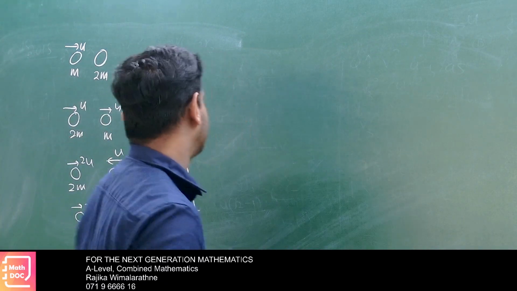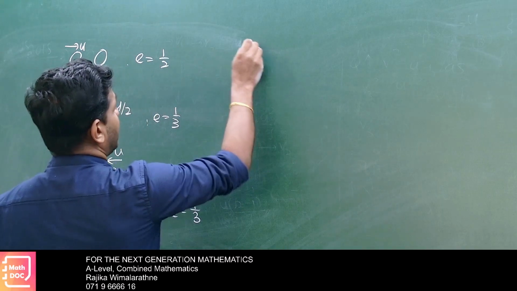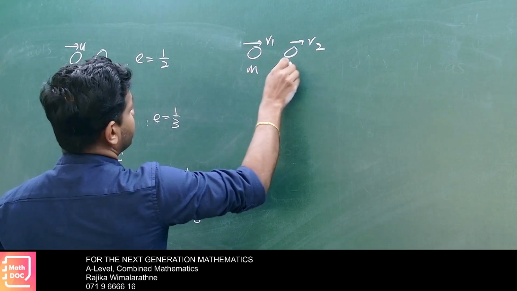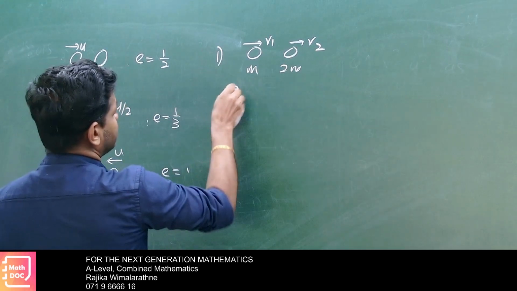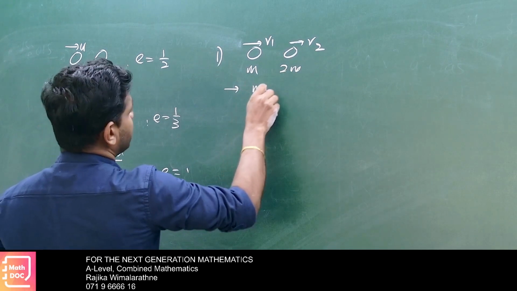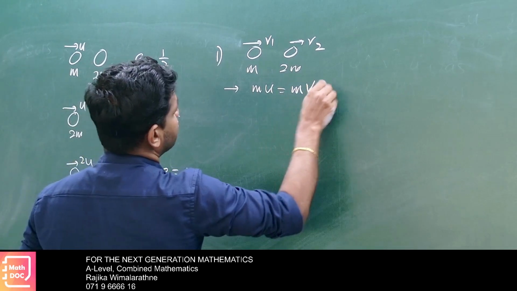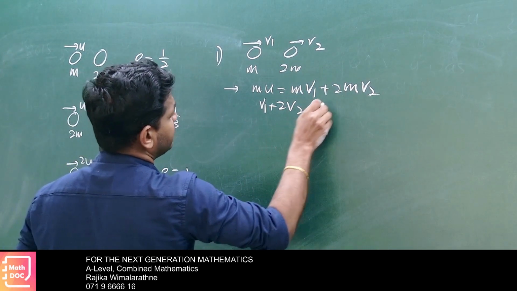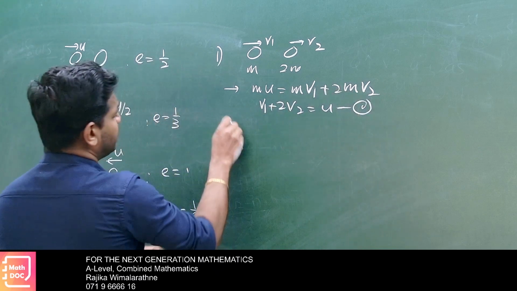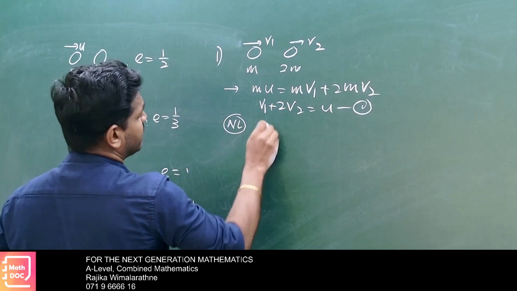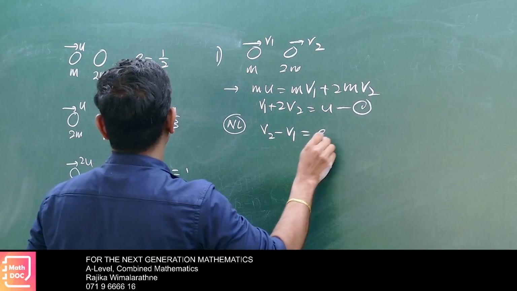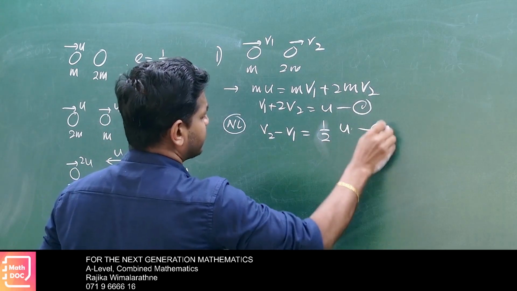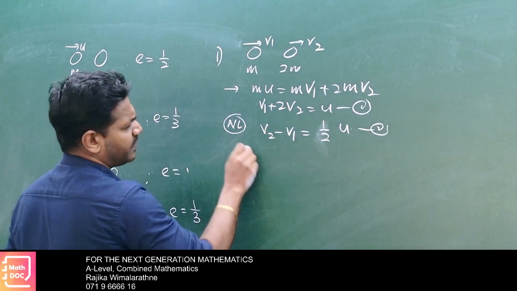Check your answers. First one, after collision velocities v1, v2, masses m and 2m. Here, conservation of momentum: m·u = m·v1 + 2m·v2, so v1 + 2v2 = u. Newton's law, relative velocity after collision: v2 minus v1 equals e times the relative velocity before. e means half, no? Half relative velocity u. Now we can find v1, v2, no?